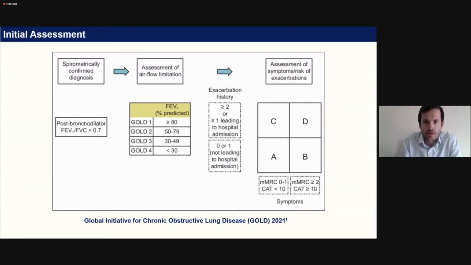So these factors are used to determine the patient's GOLD group, which can be either A, B, C, or D. As I will discuss a little bit later in the presentation, it is this combination of GOLD stage, which is based on spirometry, and GOLD group, which is based on exacerbation history and symptoms, that is a crucial factor in determining the initial treatment approach.